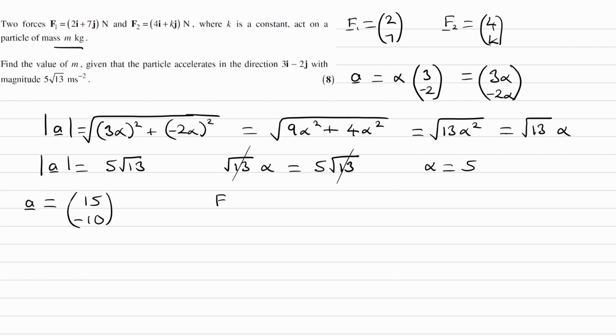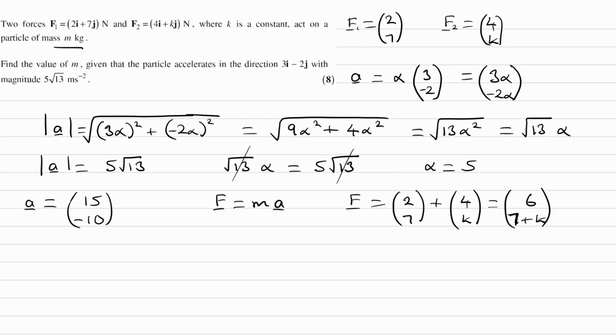And then we can use the equation F is equal to ma. So let's work out the force now. The force is the sum of these two forces. These are the forces that are acting on our particle. So if we add those two things up, I'll write it out. (2, 7) plus (4, k). This ends up being (6, 7 plus k). And this should be equal to ma. So force, (6, 7 plus k), is equal to ma, m times (15, -10).